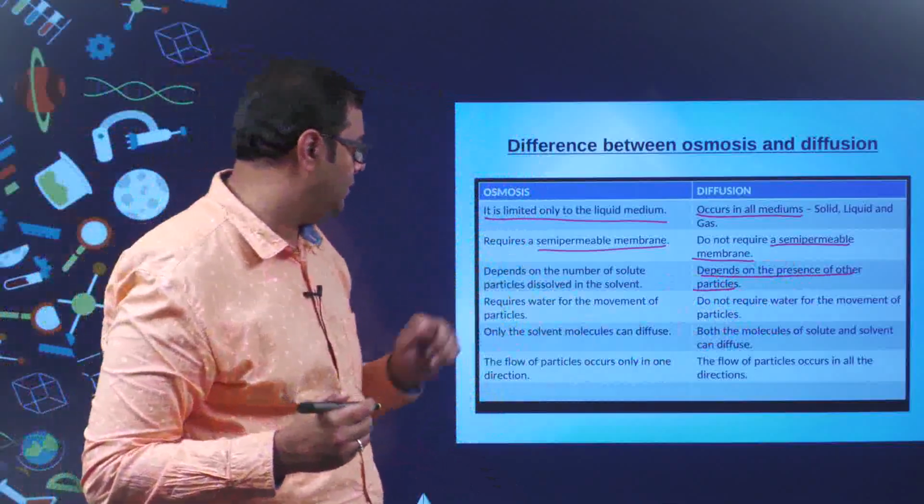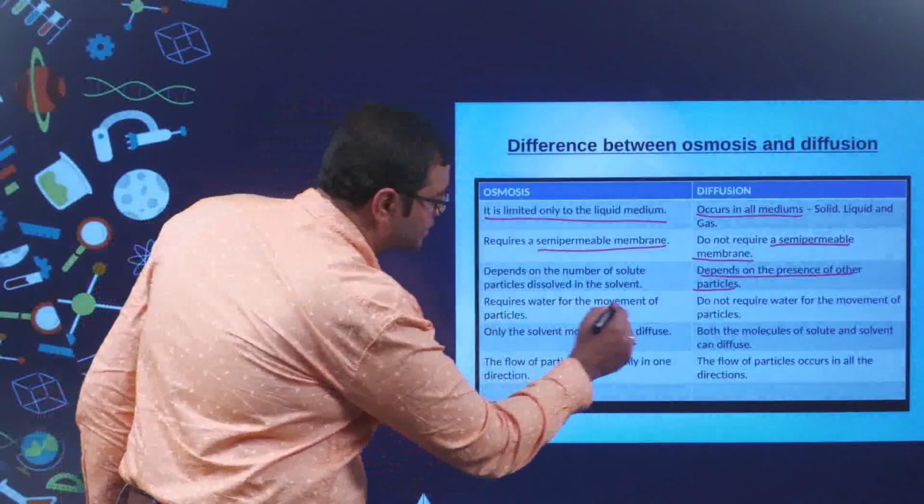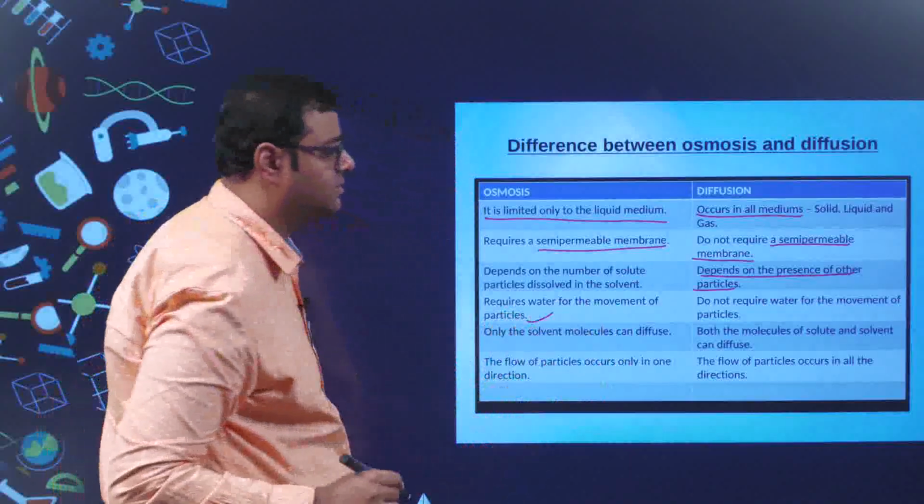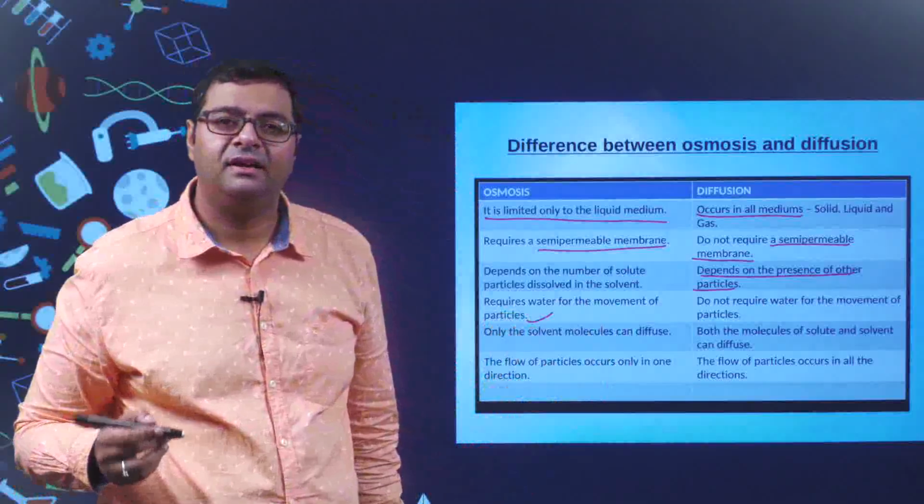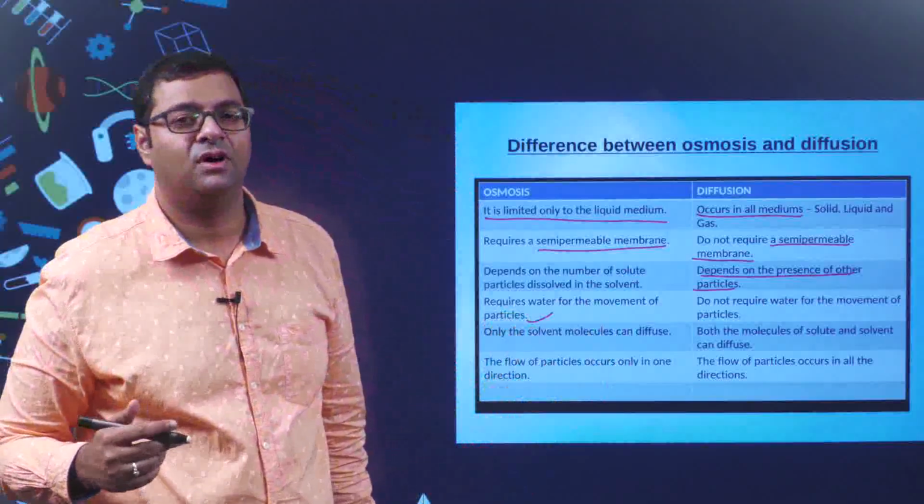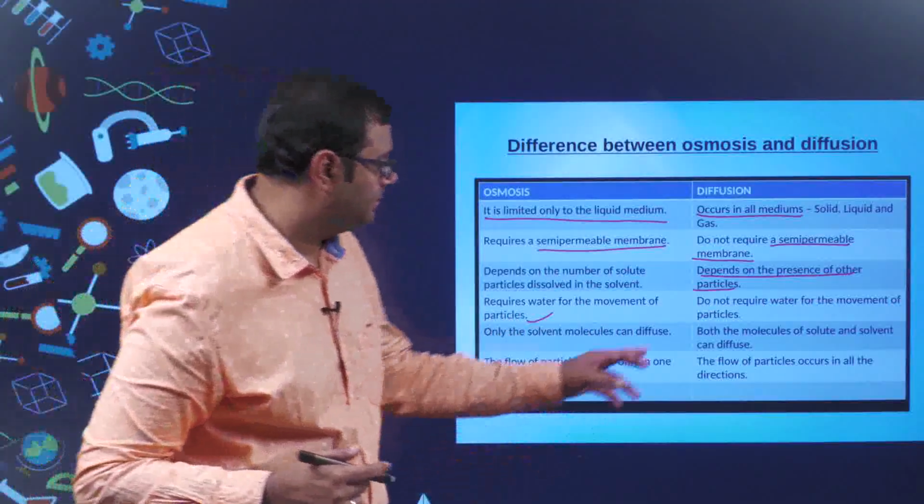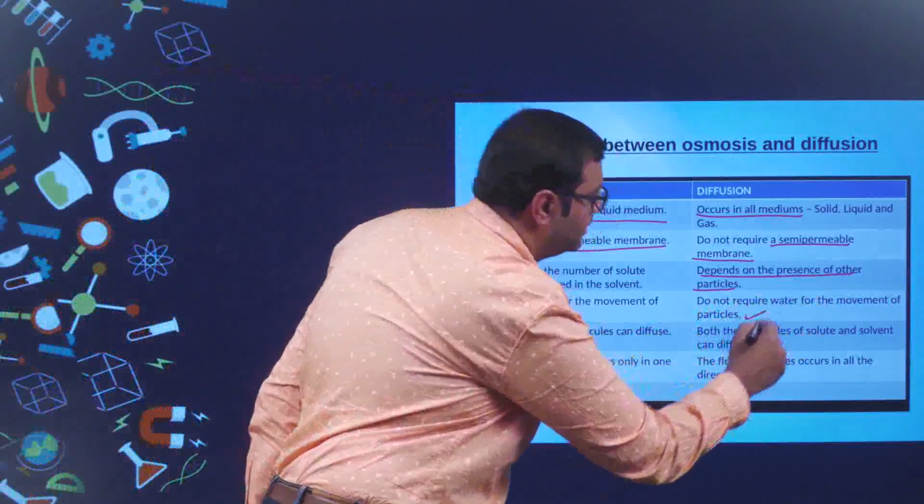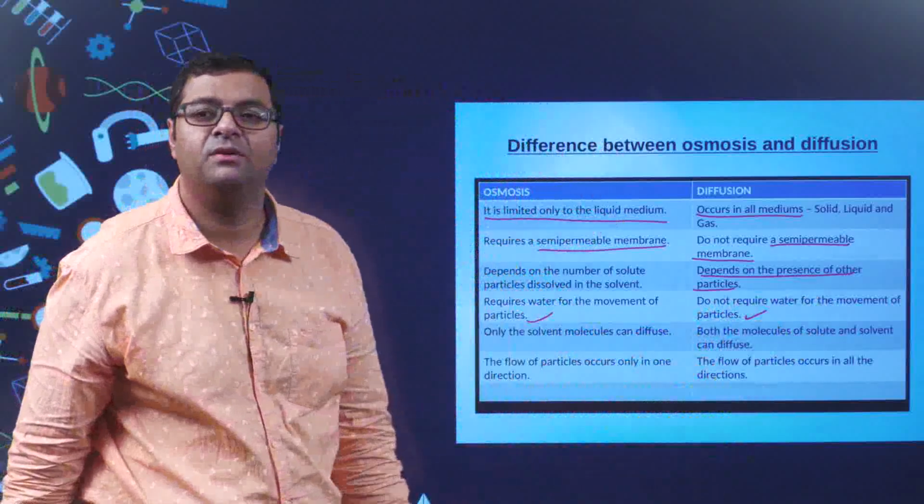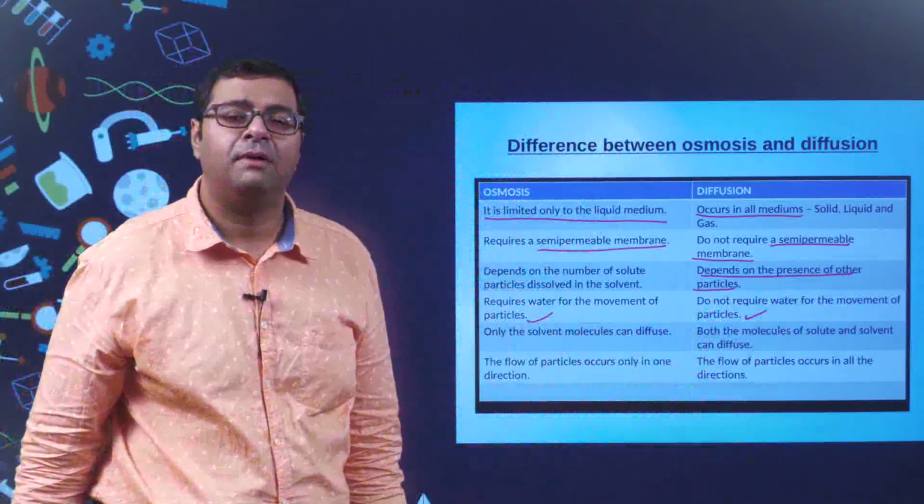Now, the next difference is that osmosis requires water for the movement of particles. This is very, very important in osmosis. Without a water gradient present, the osmosis process will not occur. Diffusion does not require water for the movement of particles.